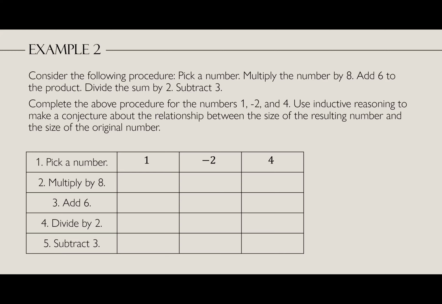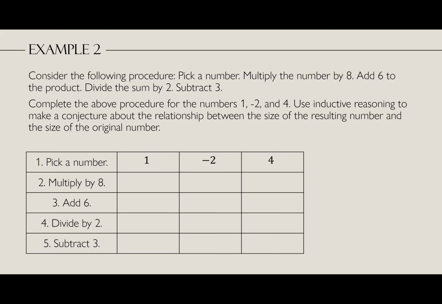Consider the following procedure. Let's say I told you to pick a number, multiply that number by 8, add 6 to the product, and then divide that sum by 2. Then finishing it up with subtracting 3. So to help us with this, let's complete the procedure. Let's say I chose the numbers 1, -2, and 4. After I do this, let's use our inductive reasoning skills to make a conjecture about the relationship between where we started, the starting value, and where we ended, our final value. So here I have a table conveniently.